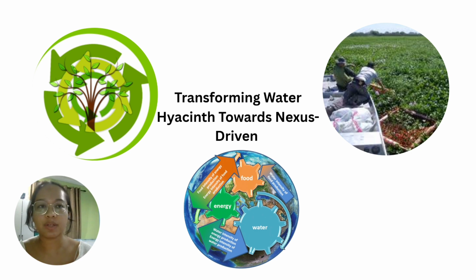As we know, water hyacinth is one of the invasive species that predominantly threaten the pillars of sustainability. Thus, in South Africa, they transformed the water hyacinth species toward a food, water, and energy mix, which could potentially offer us a solution for water purification, food security, and biofuel production.